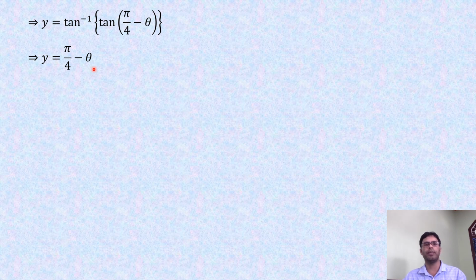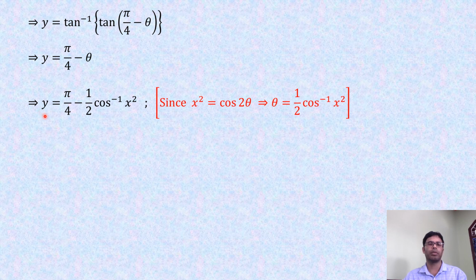So then use the value of theta from the substitution you have taken. So y is equal to pi by 4 minus, the substitution was x square is equal to cos 2 theta, so theta is equal to half cos inverse x square, using in place of theta. Then differentiate. Now differentiation is easy.